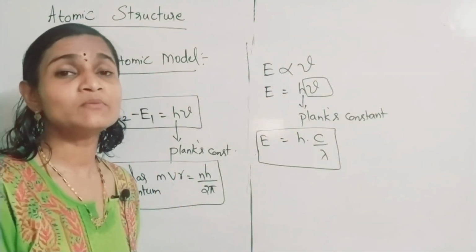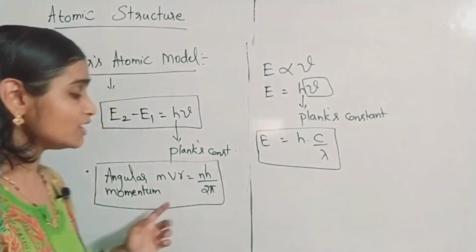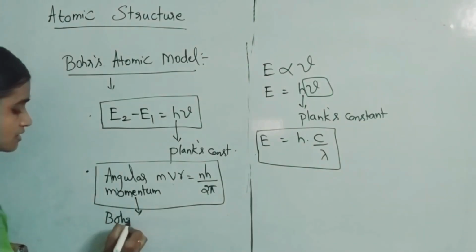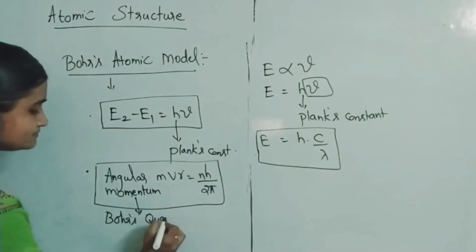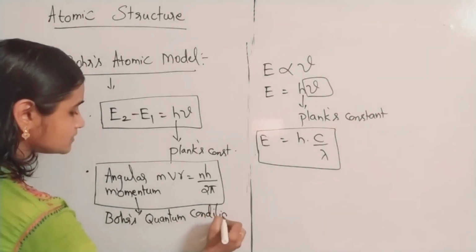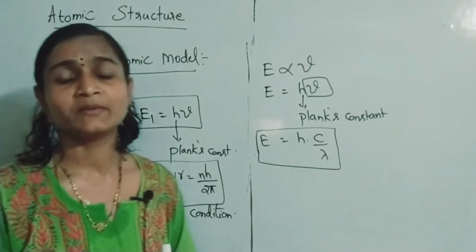Okay, so angular momentum mvr is equal to what? nh by 2 pi. This is called as Bohr's quantum condition. Okay, right. So these are the different postulates of Bohr's atomic model.